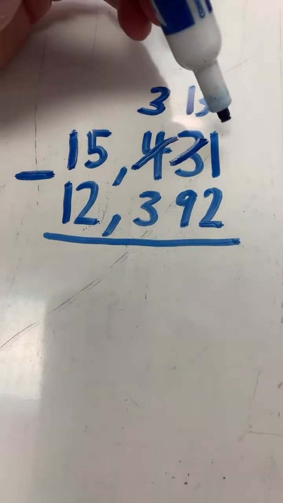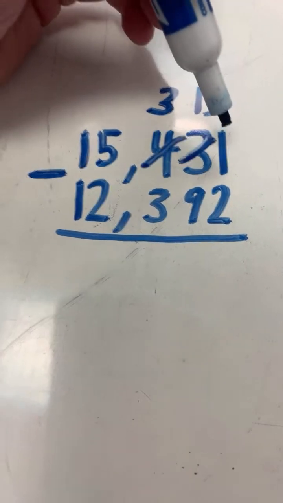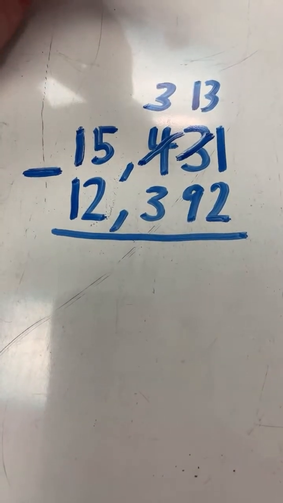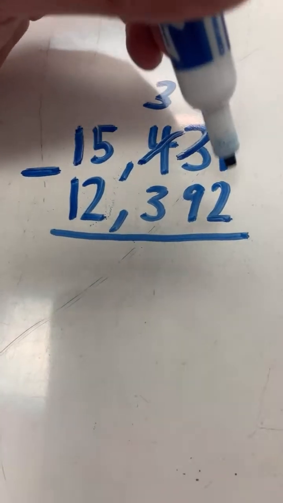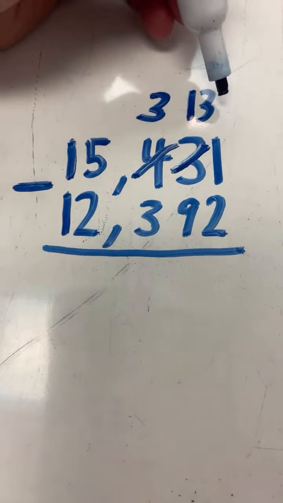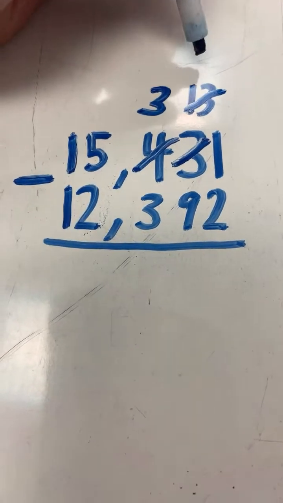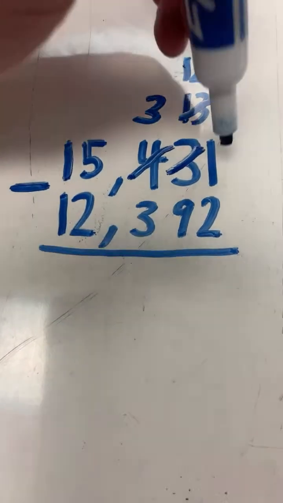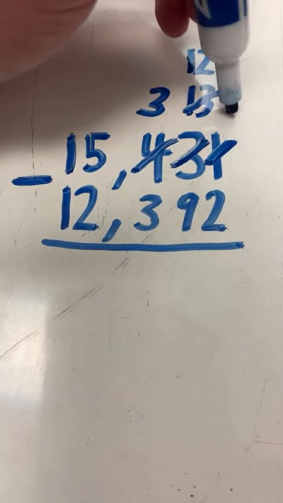So now looking in the ones place, we also need to regroup in the ones place, because you can't start out with 1 and take away 2. So we're going to take a 10 from the tens place. That 13 is going to become a 12. And then that 1 is going to become an 11.